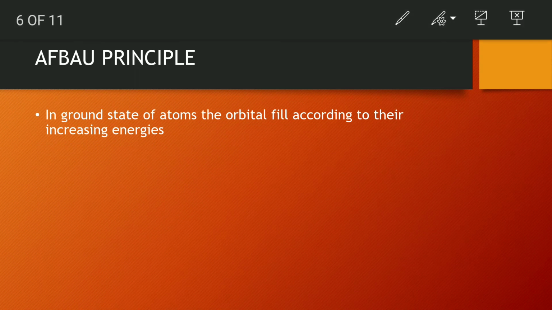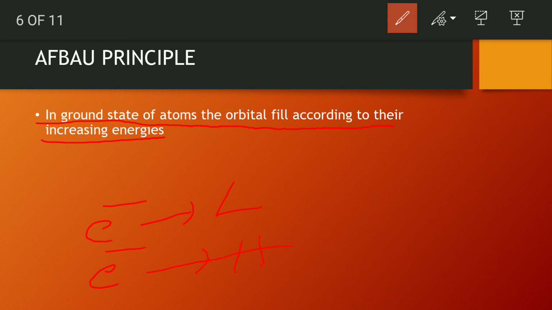In the ground state of atoms, the orbitals fill according to their increasing energy. Electrons get filled first into the lower energy orbitals and then into the higher energy orbitals. So always remember, an electron first goes into the lower energy orbital and then into the higher energy orbital. That's why we write the orbitals in increasing order.